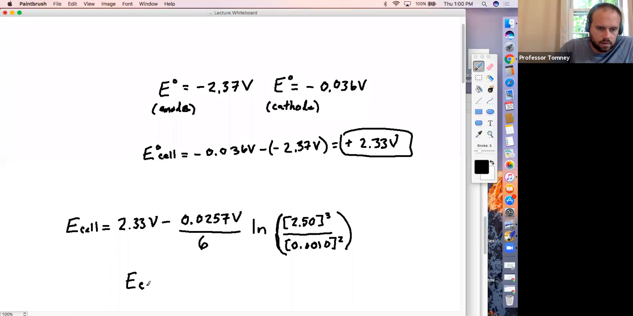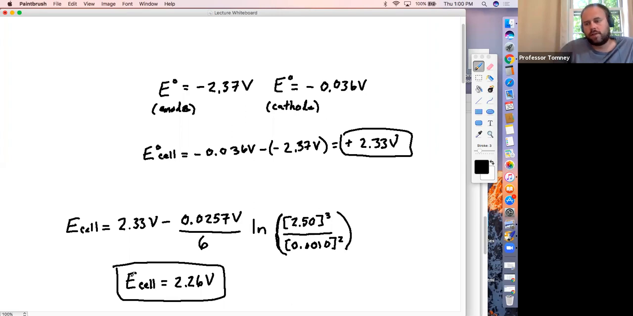If you solve for that and take the natural logarithm, and put it all together, then you'll end up with E cell is equal to 2.26 volts. So at standard conditions where everything is 1 molarity, the voltage is 2.33. And when we deviate at those given concentrations that were provided, the E cell is 2.26 volts. The biggest problem I saw was people were forgetting that we're operating in equilibrium here. If you forget that and you just throw in 2.5 and 0.001, then you're going to have issues when you're attempting to solve this.